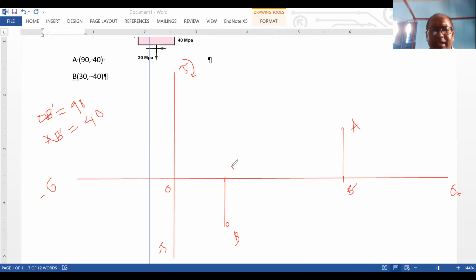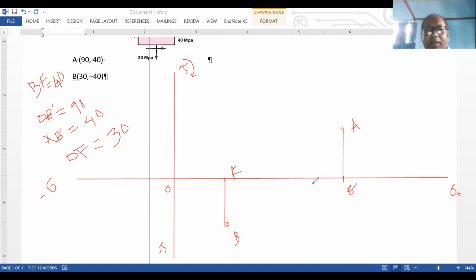And immediately you mention this. What is this one? Say this one I'm calling F. So what will be the value of OF? OF equal to the x coordinate of B. That means that is 30. What will be BF? BF equal to the y coordinate of point B. That means that equal to 40. Okay.